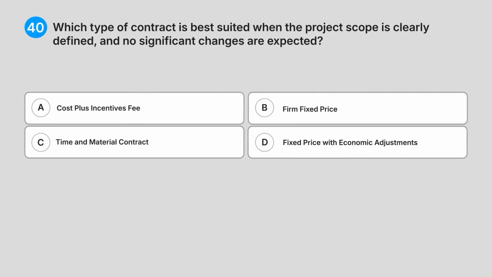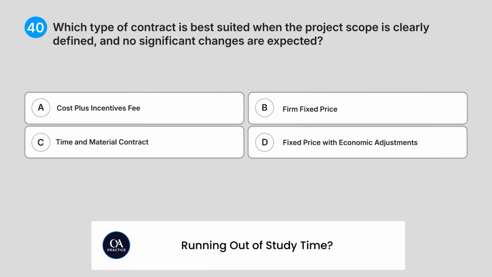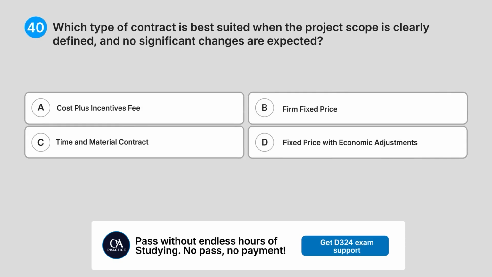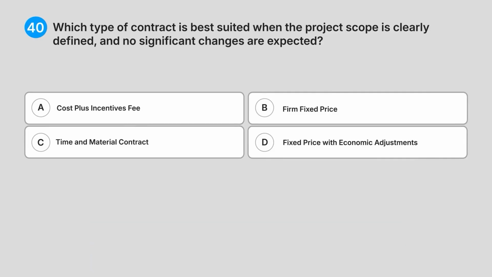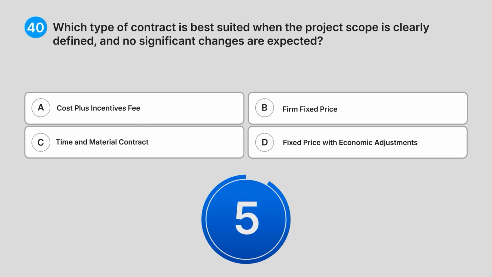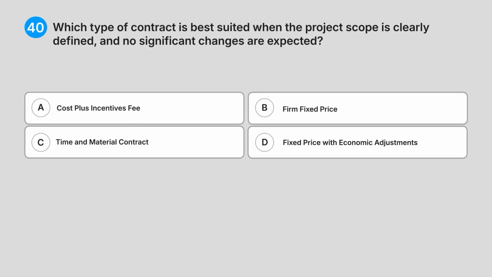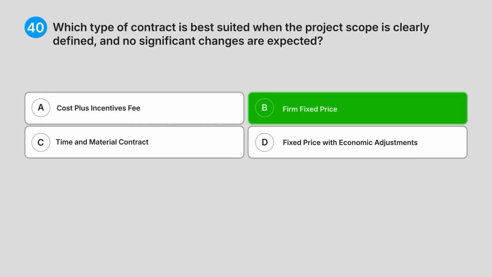40. Which type of contract is best suited when the project scope is clearly defined and no significant changes are expected? A. Cost plus incentive fee. B. Firm fixed price. C. Time and material contract. D. Fixed price with economic adjustments. What do you think is the answer? Correct answer, B. Firm fixed price.